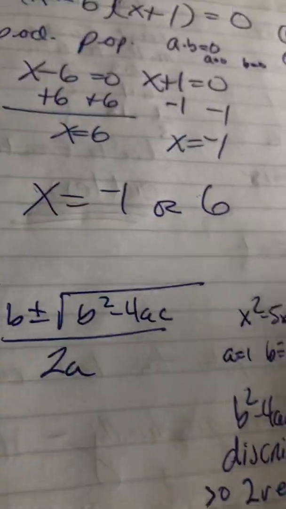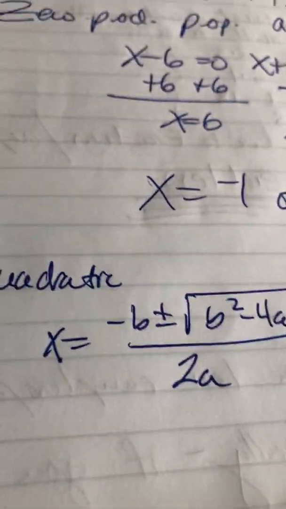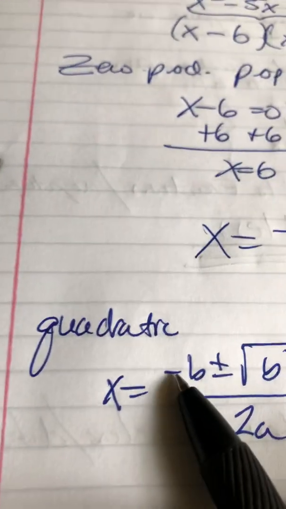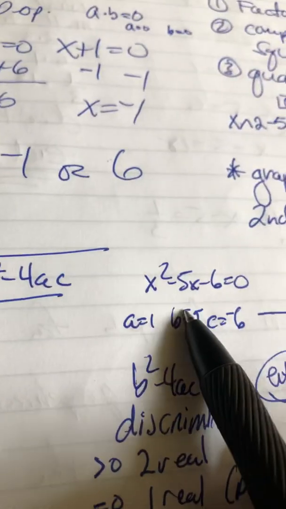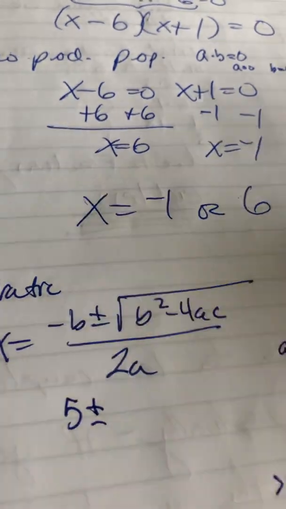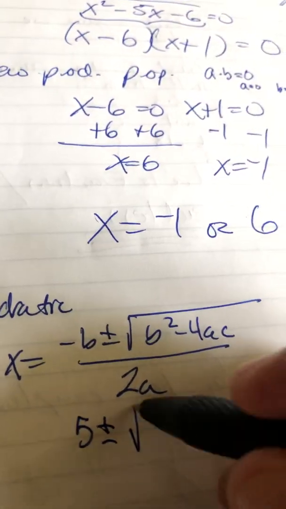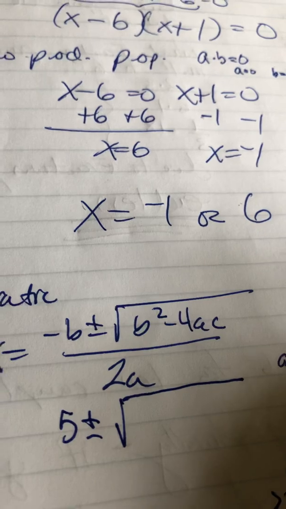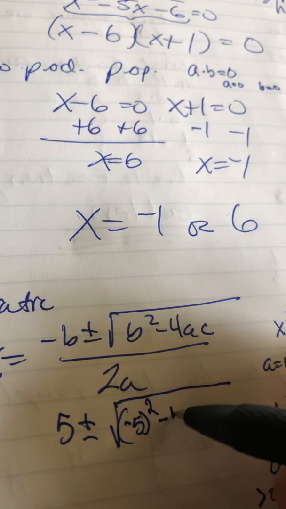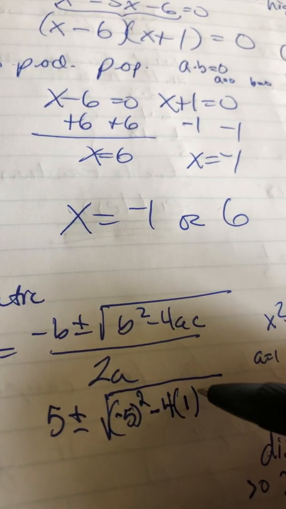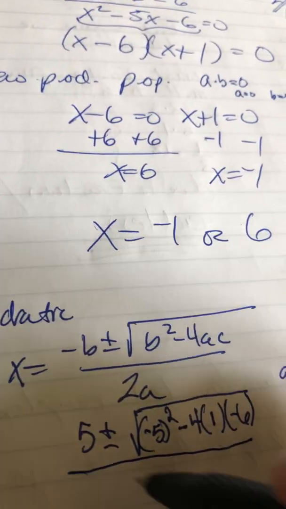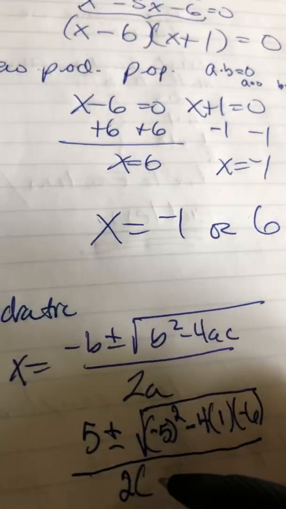Okay. Now, we're going to plug in our 1, our negative 5, and our negative 6. So, first of all, it says, take the opposite of b. Well, b is negative 5. So into this formula, I'll write a 5, because the opposite of negative 5 is positive 5. Now, you're going to do b squared, which is negative 5 in parentheses squared minus 4 in parentheses 1 in parentheses negative 6. And then this is all over 2 times 1.